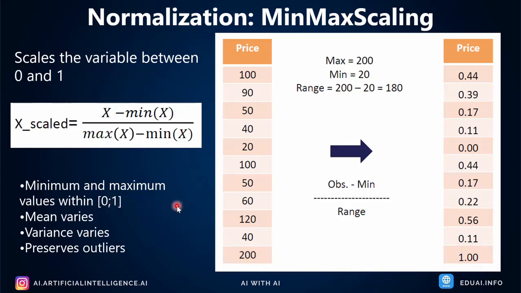So the takeaway from this: the minimum and maximum values are between 0 and 1. Unlike standardization, the mean can vary here, and also the variance can vary. In standardization, the mean remains constant, but here the mean varies, right? Let's jump to the demo so that you understand it in a better way.